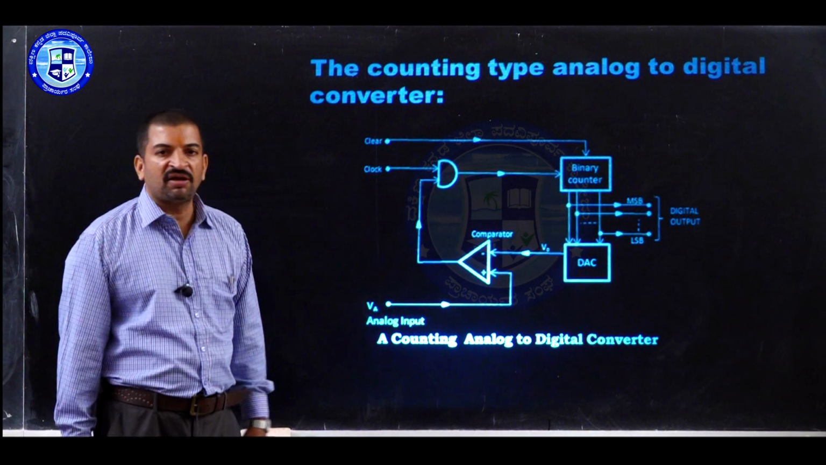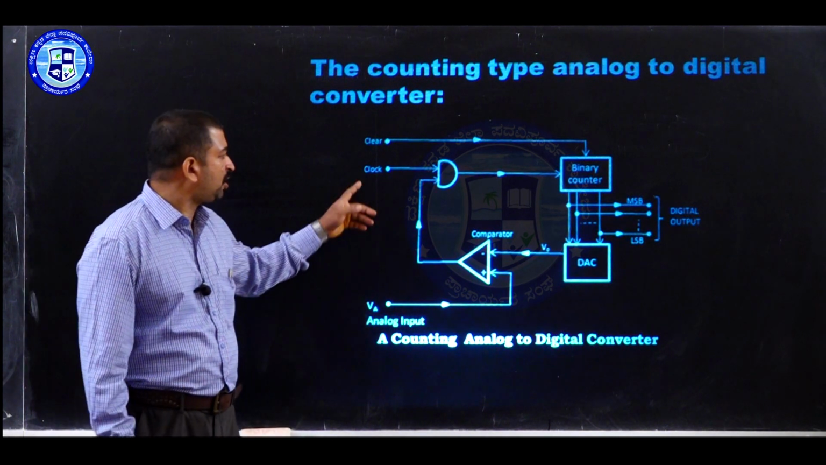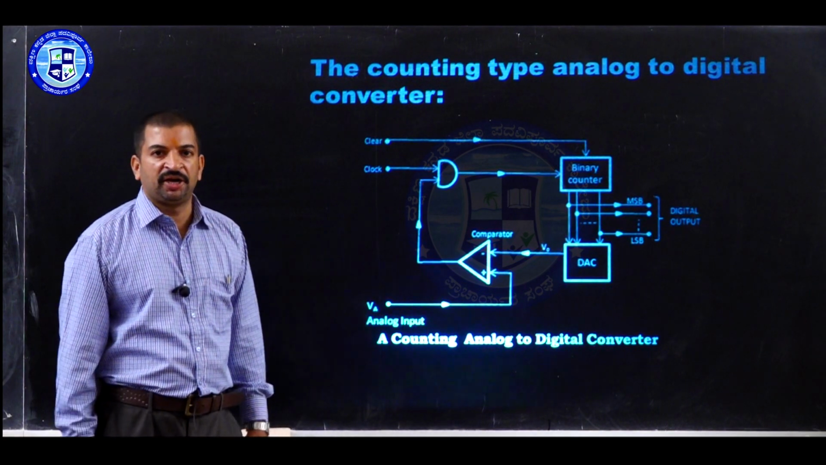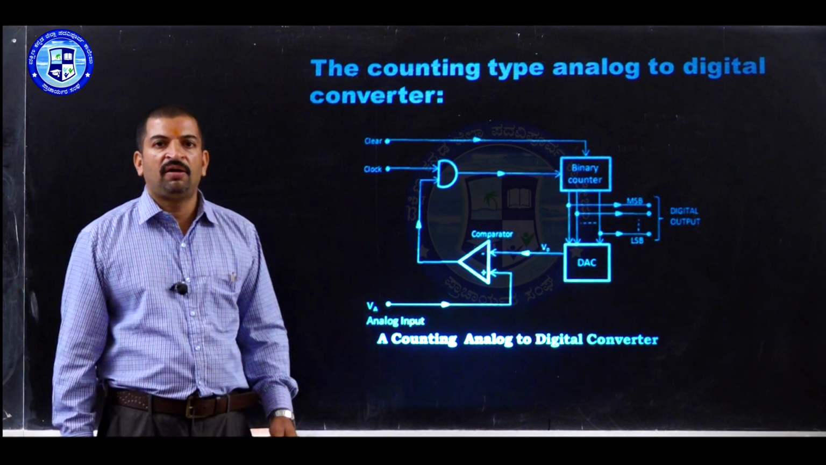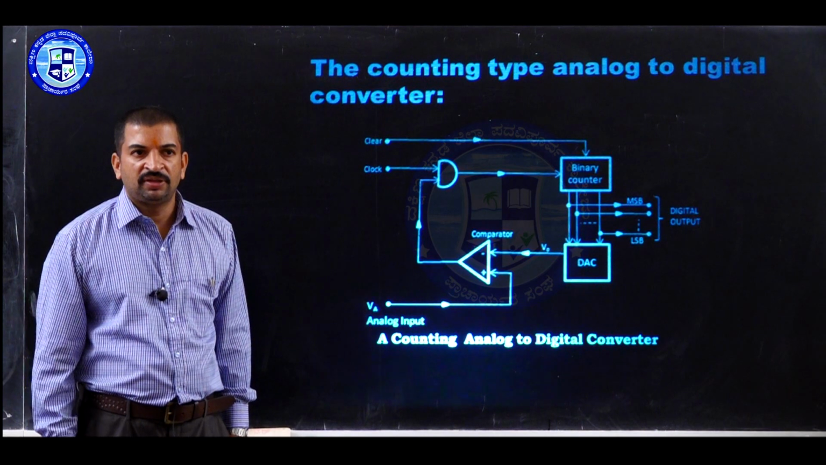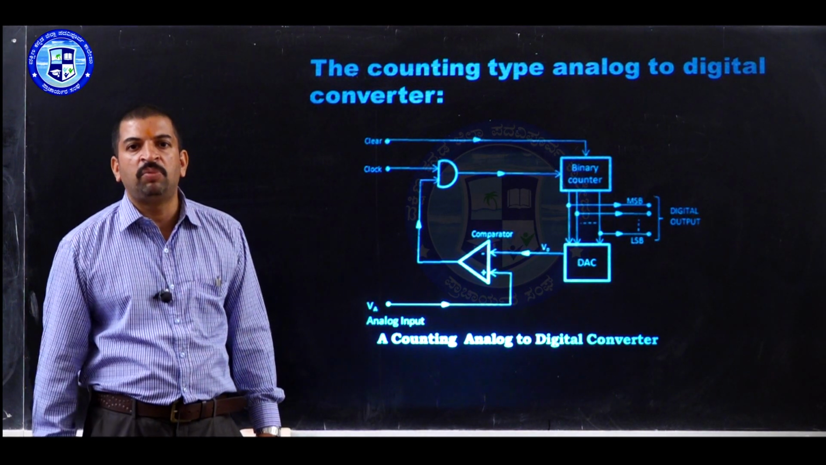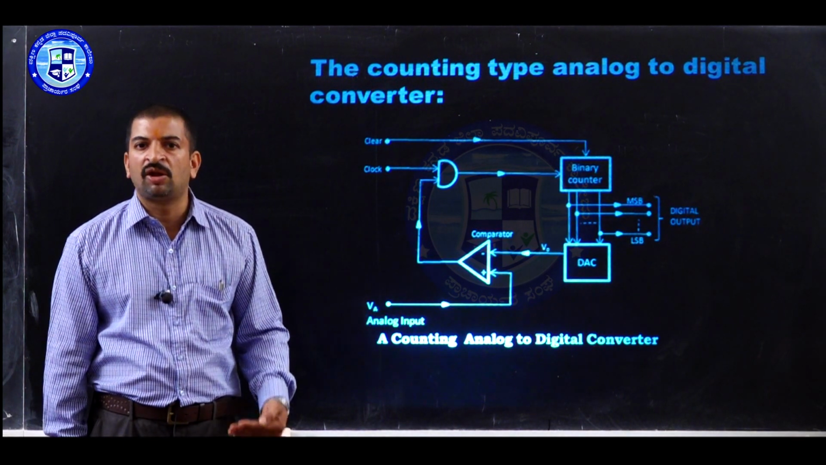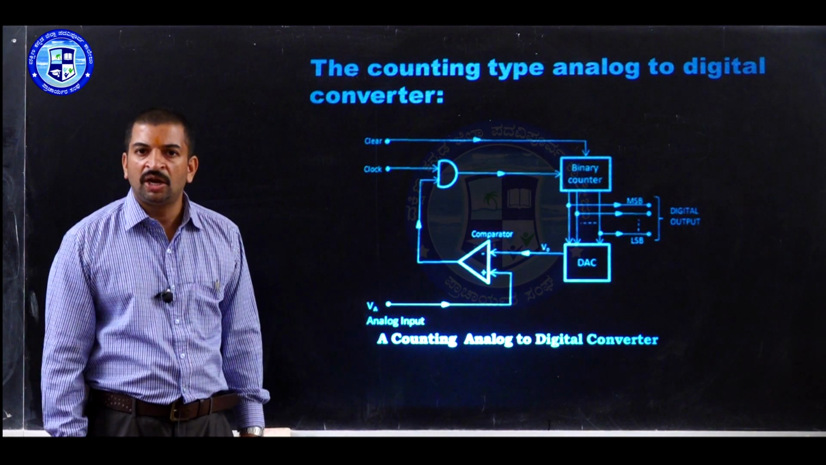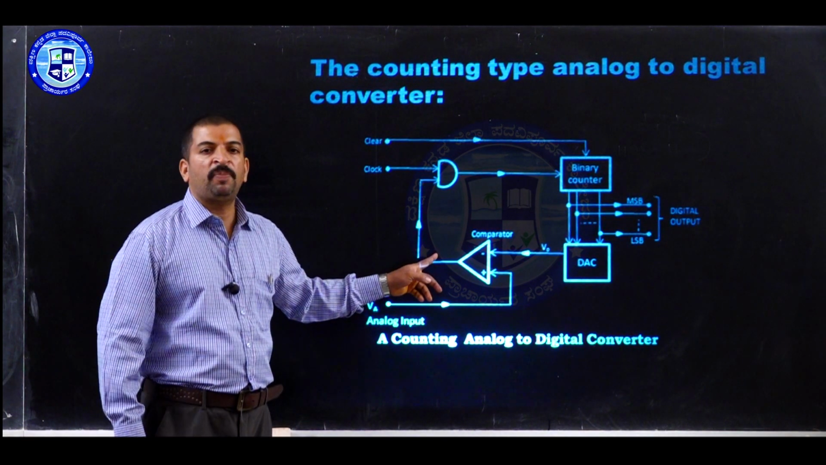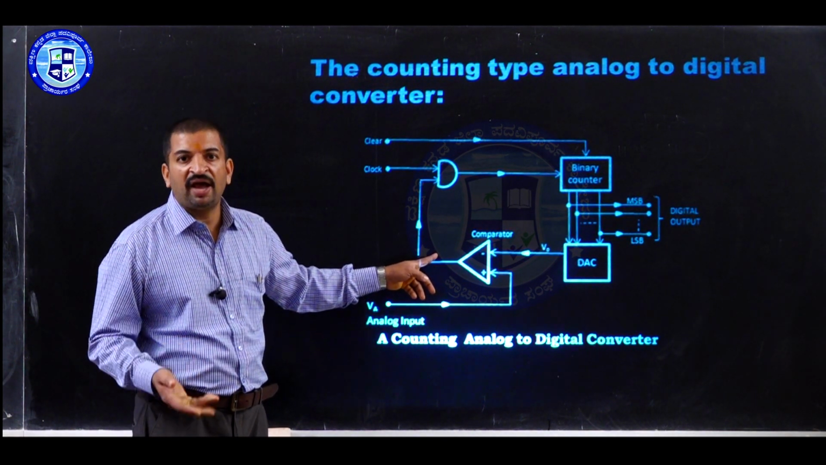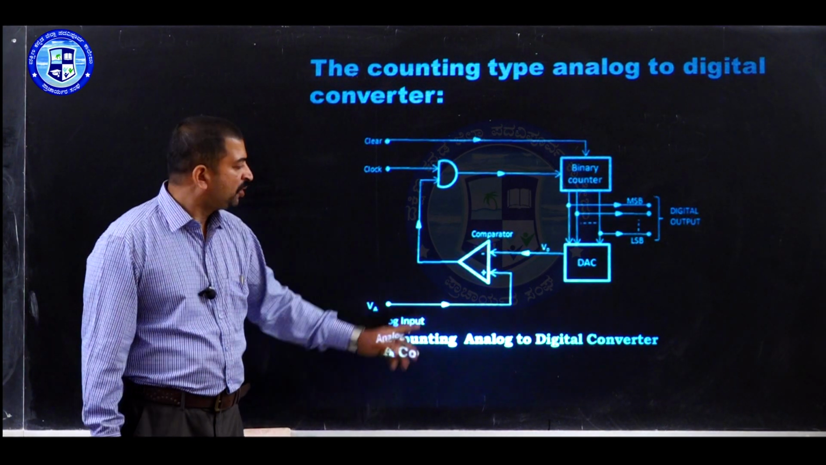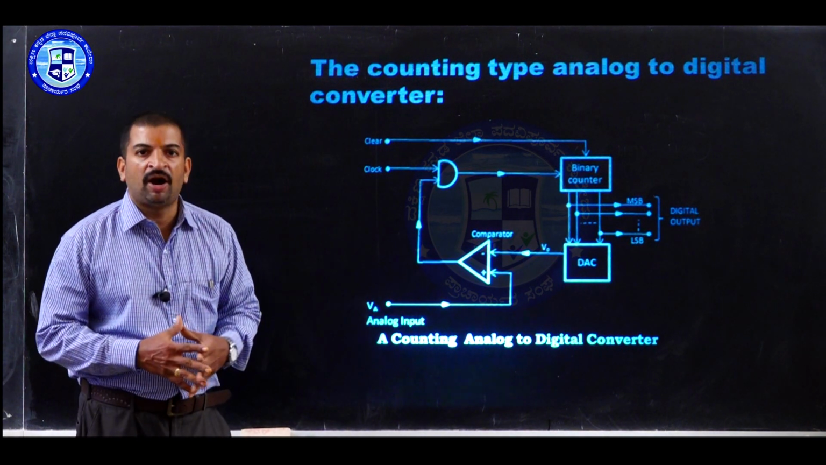The AND gate consists of two inputs. One is the clock signal and other is the output of the comparator. You know the working of an AND gate. The output of AND gate is high when both inputs are high. In other words, the AND gate produces a low output when any one of the input is low. Now, consider the output of the comparator is high. That means the analog input voltage is greater than the output of the DAC. So, the comparator would produce a high output.